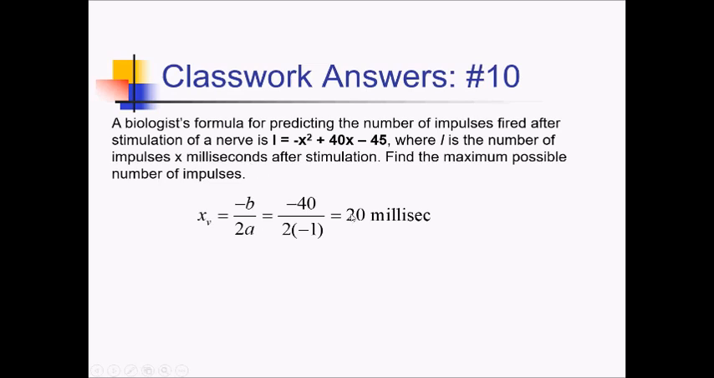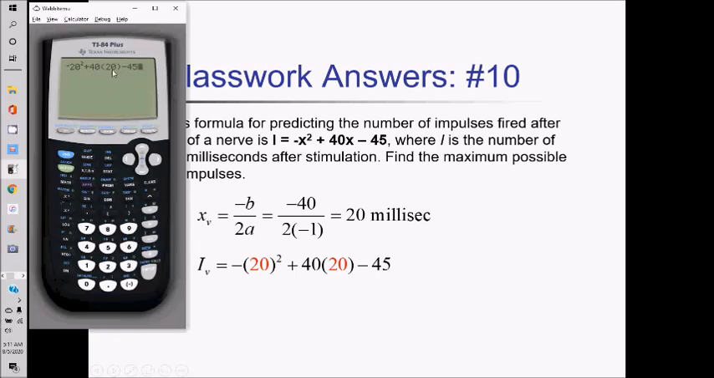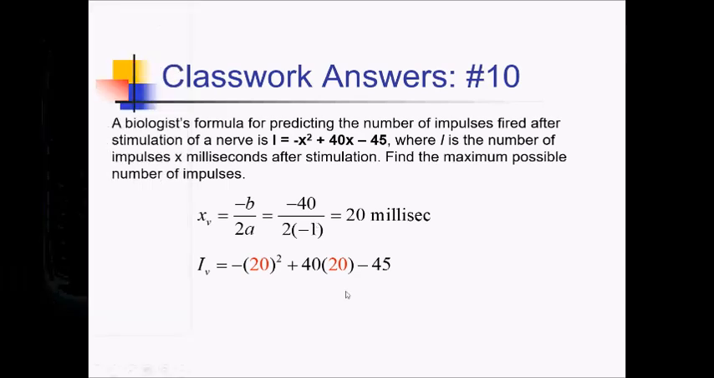So how many impulses do we get at 20 milliseconds? So just plug 20 back into the I function right here. That'll give you basically the I value of the vertex. And what's that going to come out to? Let me do this on the calculator, might as well. So plugging all that in and letting the calculator handle PEMDAS, we end up with 355, and that is impulses.